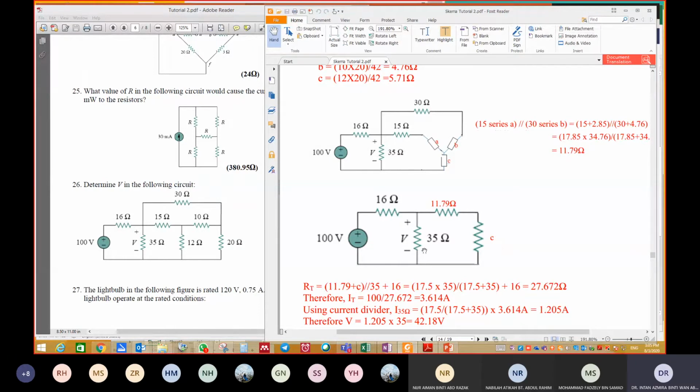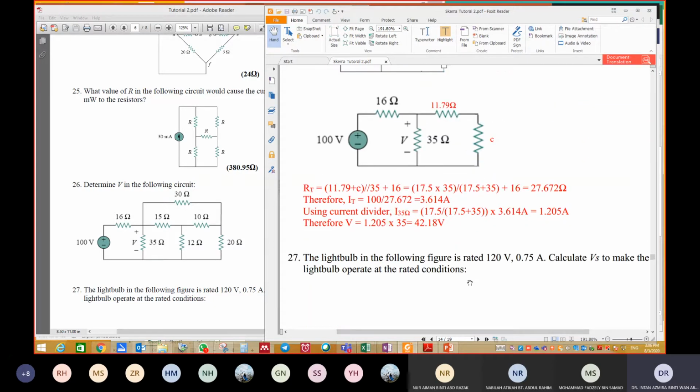And then how to get the V drop across 35? V is equal to IR. I times 35, and then we get 42.18. Okay.